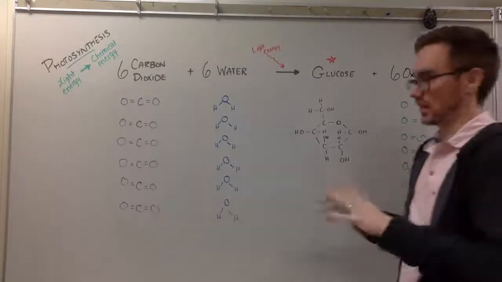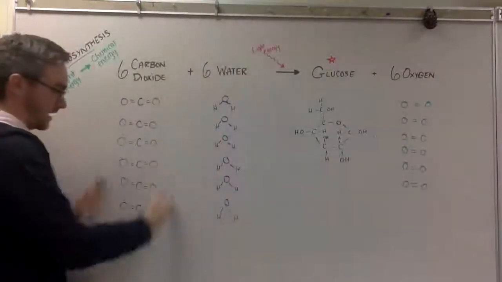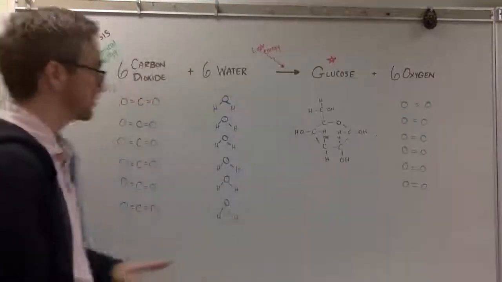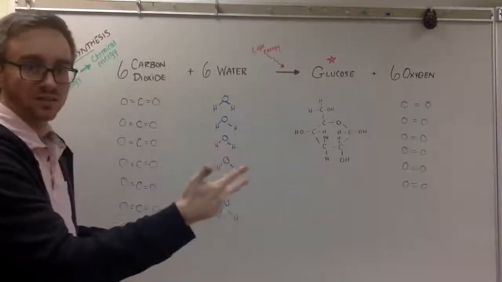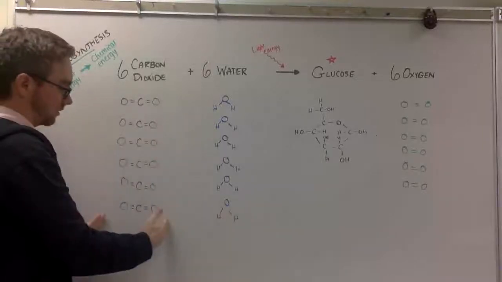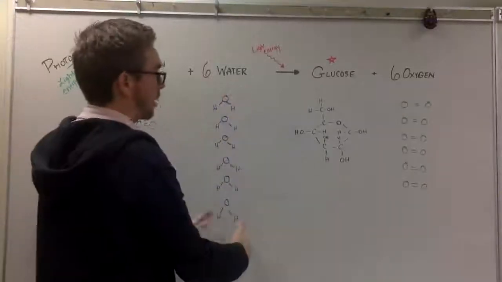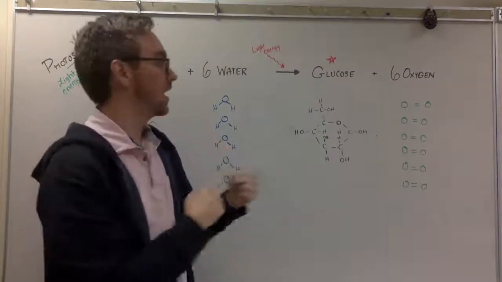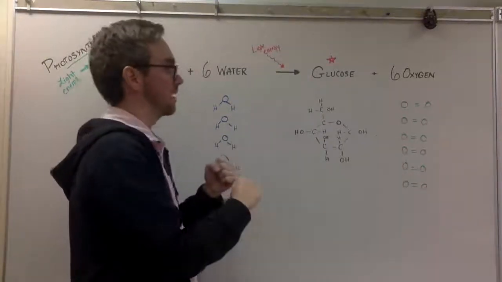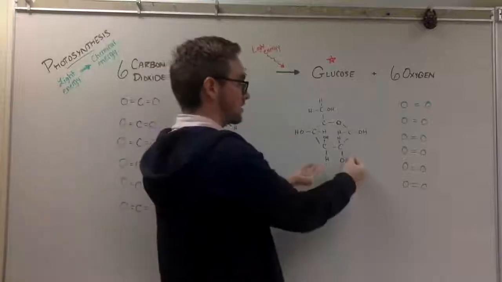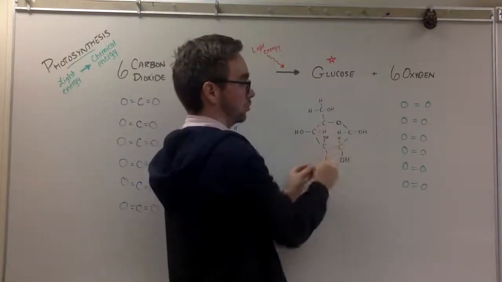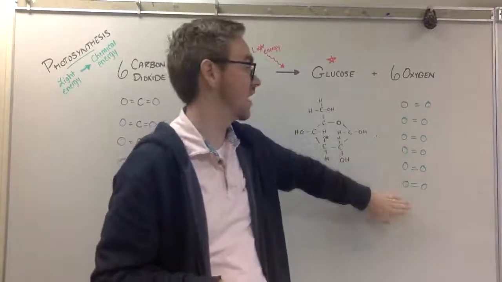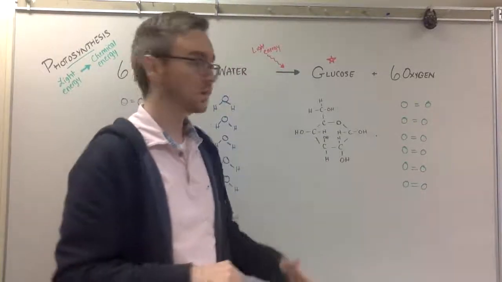Just to recap, it took 6 carbon dioxides because we needed all the carbons, hydrogens, and oxygens to build this glucose. So we took our 6 carbon dioxides and our 6 waters, activated by light energy to break those bonds and rearrange those molecules so that we could create this very large glucose molecule, and we had 6 oxygens left over.